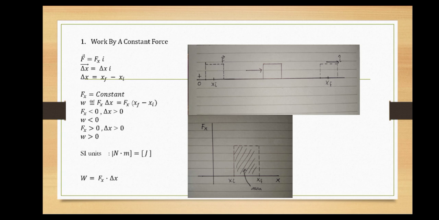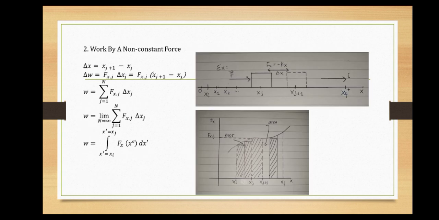In the first graph, the x component of the force is plotted against x, starting from xi and ending at xf. During this process, we assume that the force is constant, so we shade the area. That is our work, the product of force and displacement. This is a working example for a constant force.